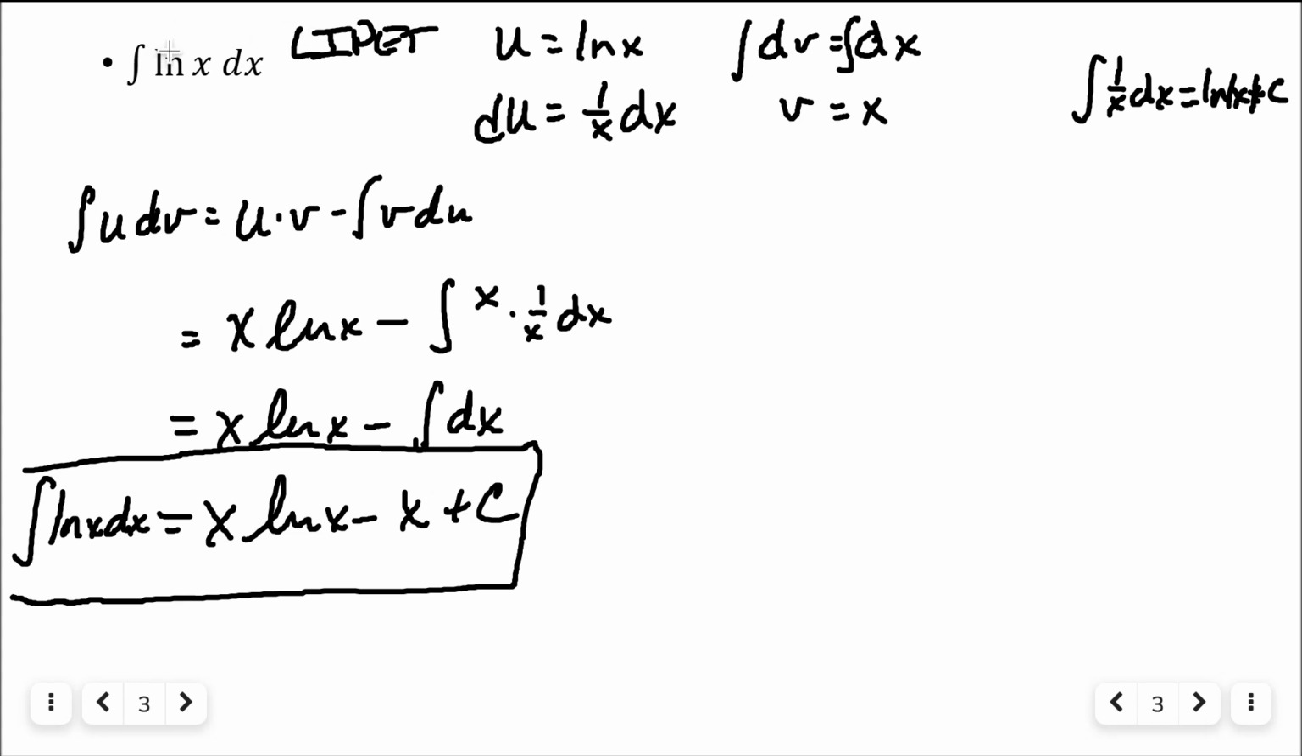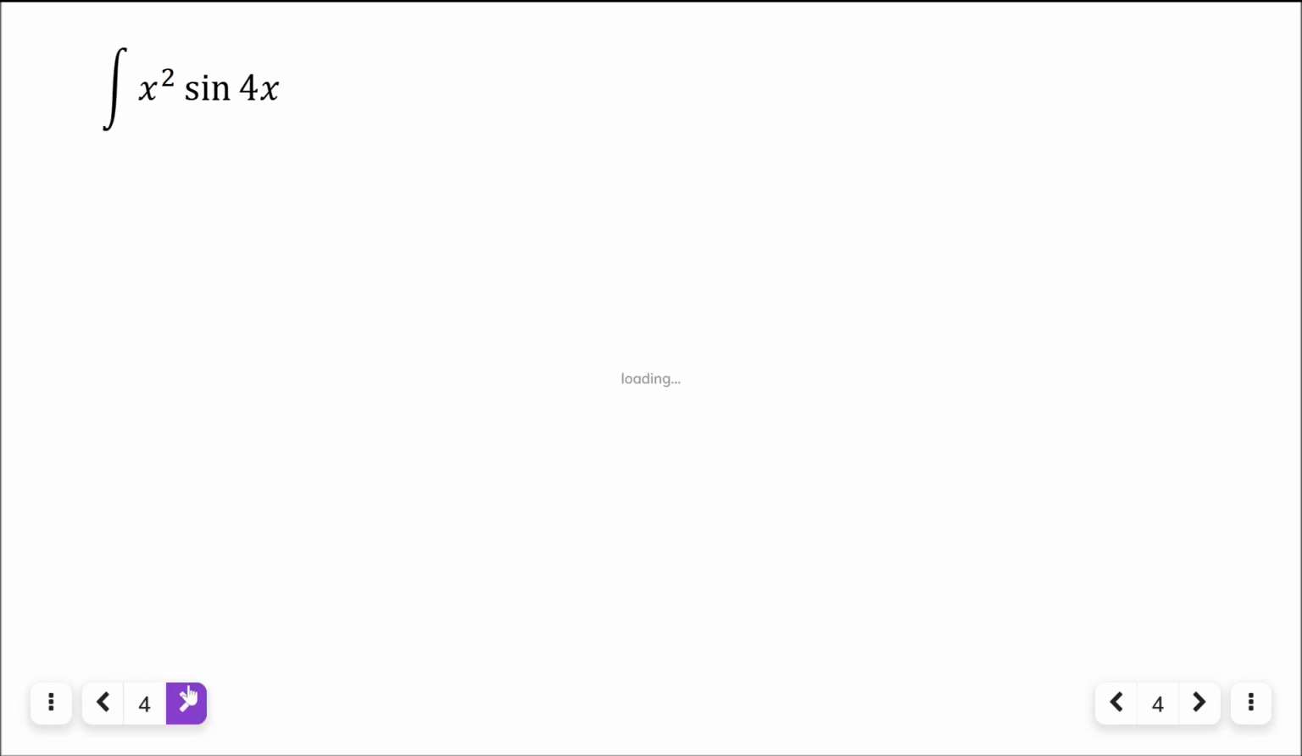You just have to know, hey, I have to use parts to do this. It's not something that I can just integrate by looking at it. Okay, so let's go for something else. Let's try the integral of x squared sine 4x, a little more complicated. So now we're going to use parts again.